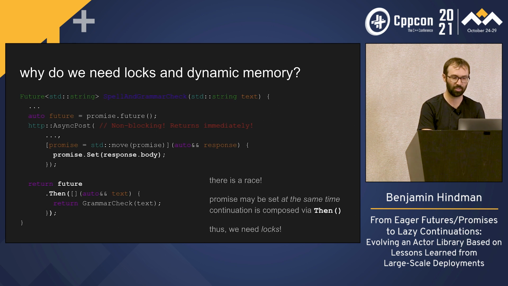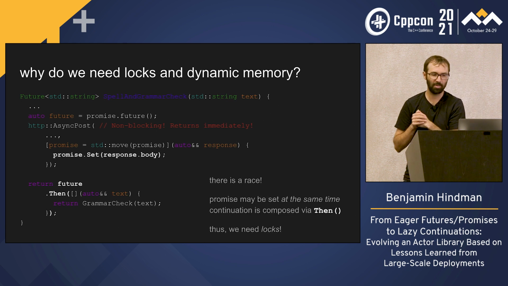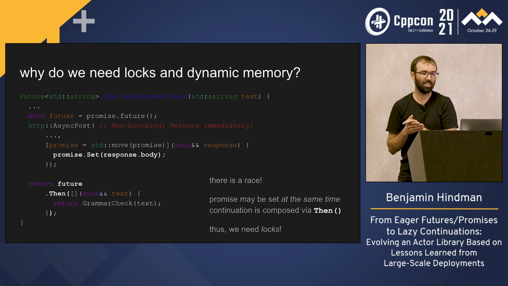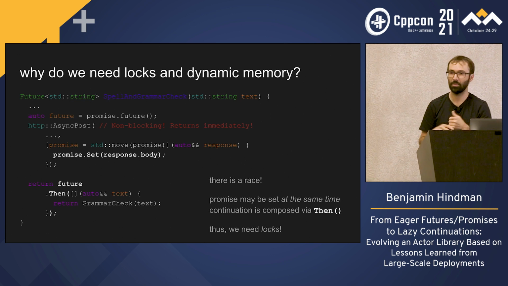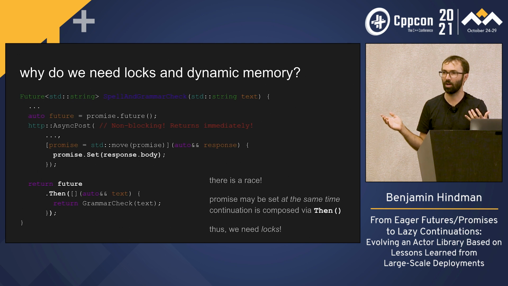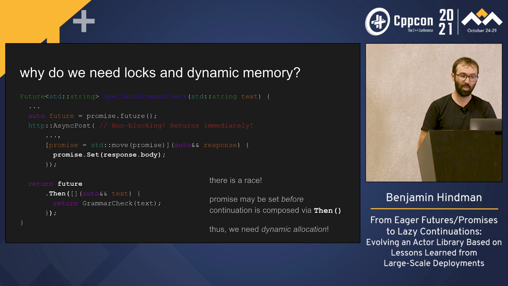Okay, so there's a race. So the promise may be set at the same time that the continuation is being composed via then. So we need locks to deal with that race, so that not two people are trying to modify this thing at the same time. The promise may also be set before the continuation is composed with then. So we need to dynamically allocate memory too, because we've got to have this buffer. Remember I said it was a buffer channel. We've got to have this buffer where we can actually write the data to.